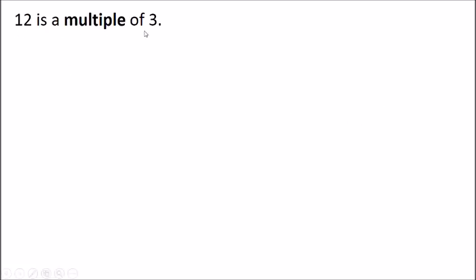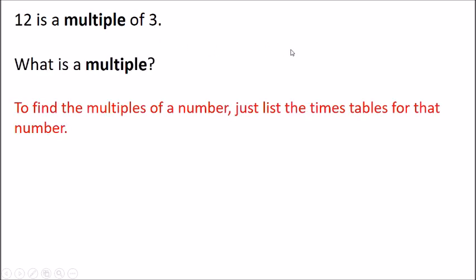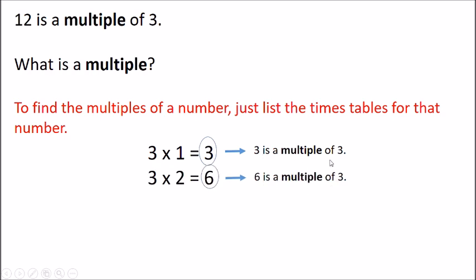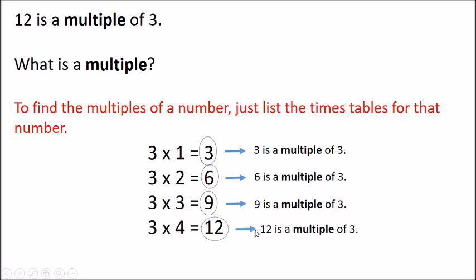Alright, so let's start off with a fact. 12 is a multiple of 3. Let's think, what does a multiple actually mean? Well, to find the multiples of a number, all we need to do is list the times tables for that number. So if we think about the multiples of 3, well, 3 times by 1 gives me 3, which means that 3 is a multiple of 3. 3 times 2 gives me 6, so 6 is a multiple of 3. 3 times 3 gives me 9, so 9 is a multiple of 3, and so on. 3, 6, 9, 12, and so on is our 3 times tables, so every number in the 3 times tables is a multiple of 3.